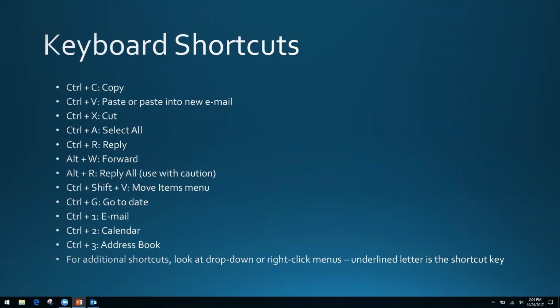So a couple of other shortcuts that are unique to Outlook. To automatically reply to an email that you have selected, you can use Control-R. Alt-W is to forward an email. Alt-R is to reply all.